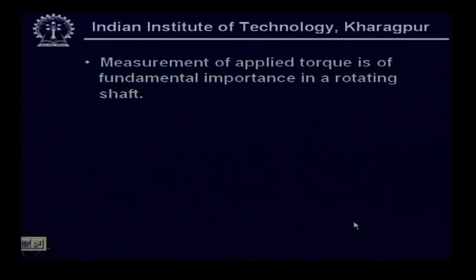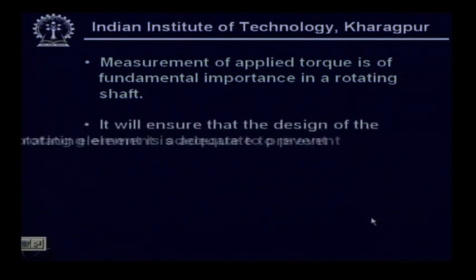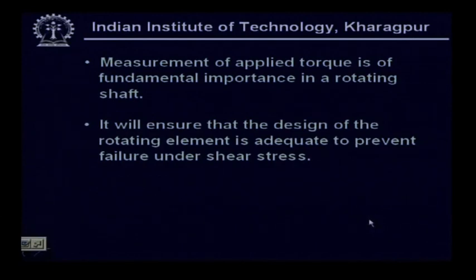Now, you see the measurements, as I told you earlier, measurement of the applied torque is of fundamental importance in a rotating shaft. It will ensure that the design of the rotating element is adequate to prevent failure under shear stress, because you see it is a rotating shaft. So, always some shear stress will be developed. So, we must know what is the optimum shear stress which the shaft will withstand before failure. So, for that reason we have to measure the torque.